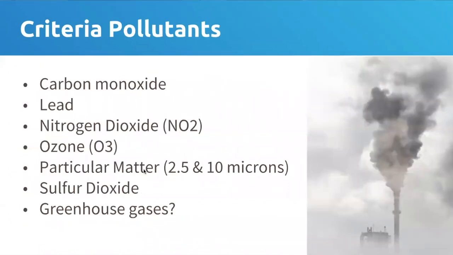All right, so here are the criteria pollutants. To my mind, this is basically the gunk that when it gets in your lungs makes you have asthma and other problems. Carbon monoxide is a poison. Lead causes neurological damage. Ozone destroys biological matter. Particulate matter is a criteria pollutant of two sizes, 2.5 microns and 10 microns, and then sulfur dioxide.